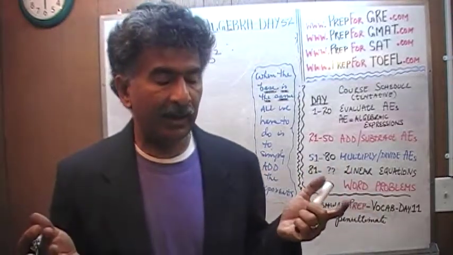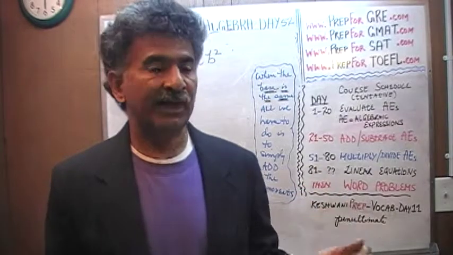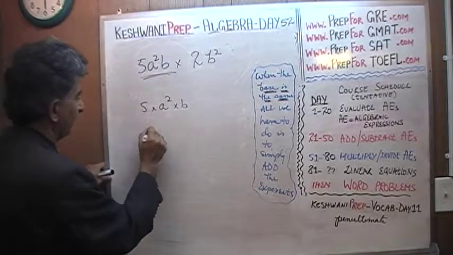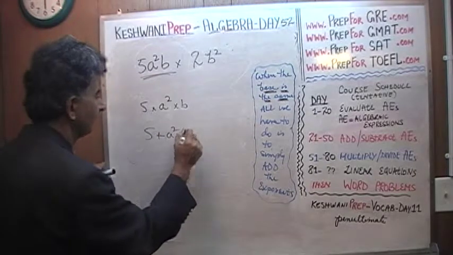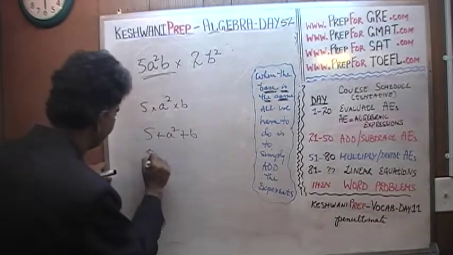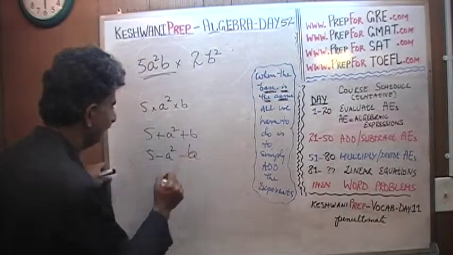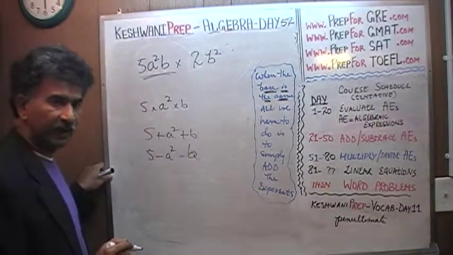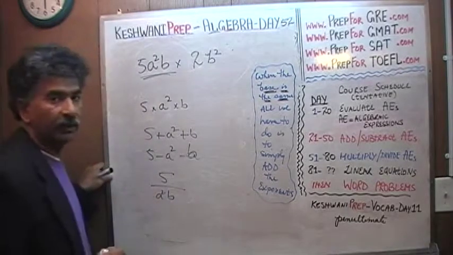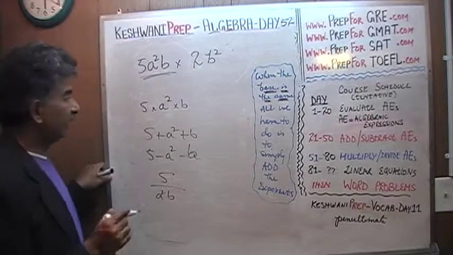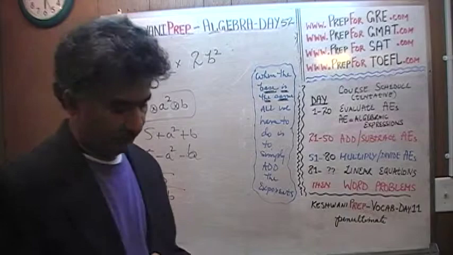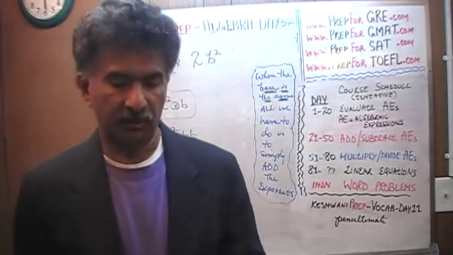Because if you were supposed to add them, they would have said 5 plus a squared plus b. Or 5 minus a squared minus b, or 5 divided by a squared times b. But if they're being multiplied, then for some reason they don't bother to say multiply when they're talking, when they're reading.